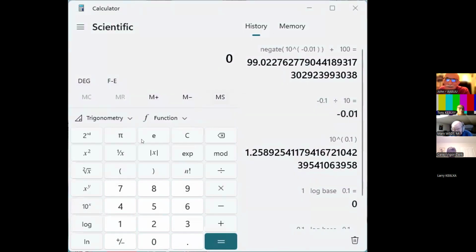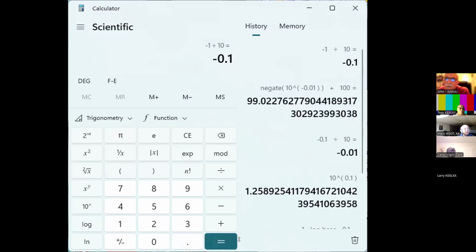Okay. According to the manual, you take -1 divided by 10. That'll give you -0.1. So that is the ratio.